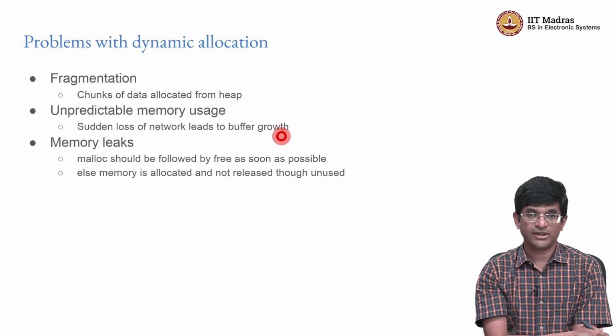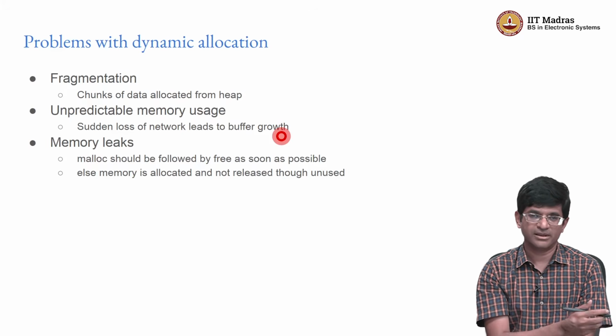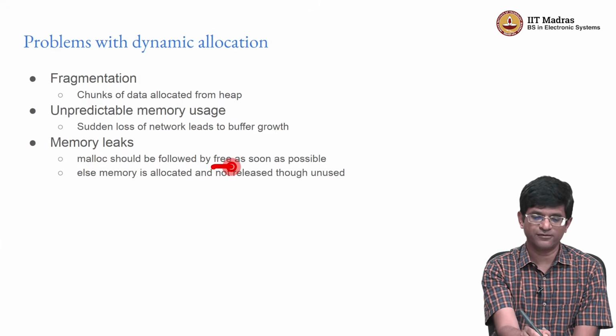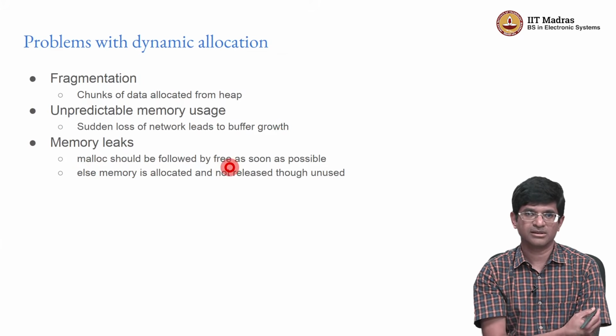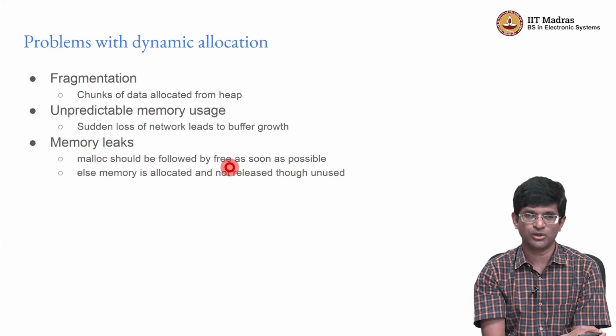You could also have a scenario where there are memory leaks, right? If I malloc and I don't free the data after some time, it's even worse than fragmentation, because it means that I'm just holding on to memory that I'm not using, and somebody else who actually needs memory will not get memory when they request it.